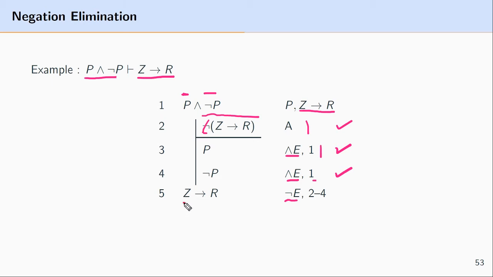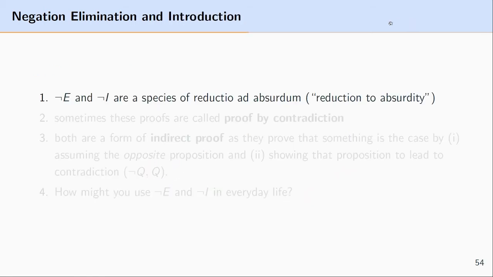And so we can reason to Z right arrow R using negation elimination, and in terms of the lines that we made use of, it was lines 2 through 4, which is the entire subproof right here. Let's talk about these rules in more general terms.